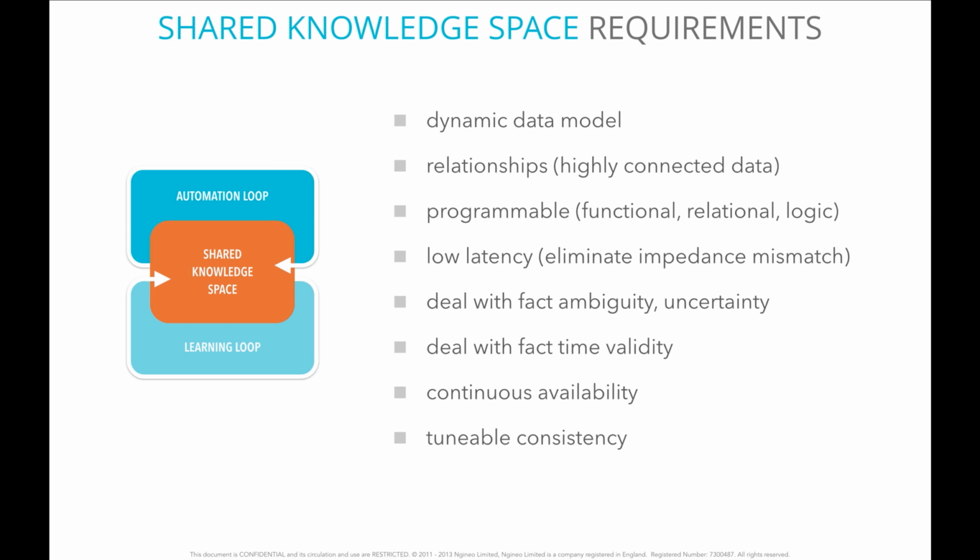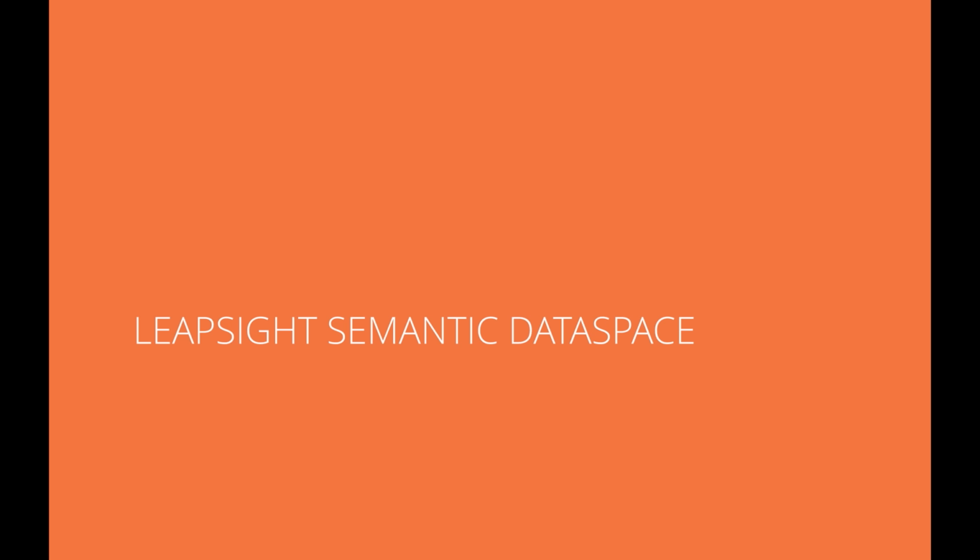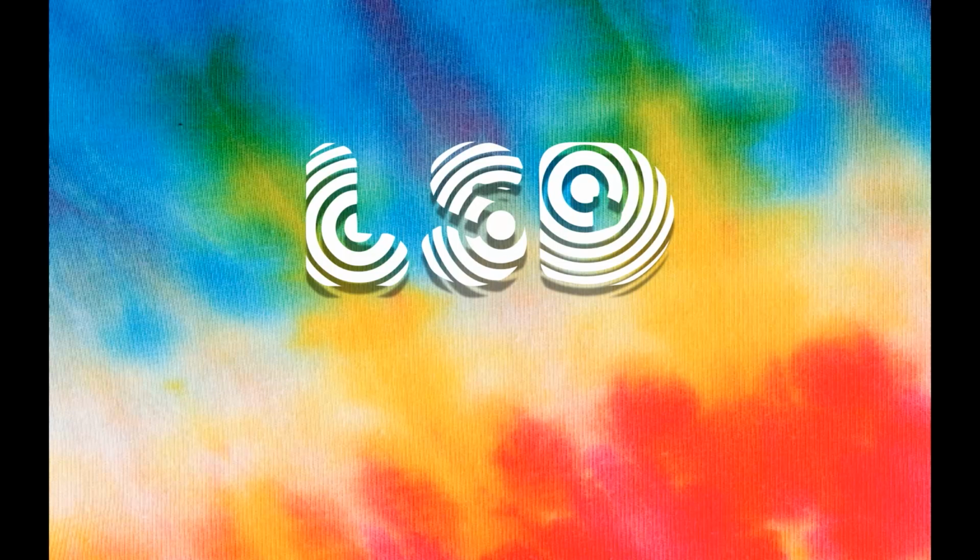And that adds latency. And finally, we need to deal with the 5 V's: the ambiguity, the uncertainty, the validity, plus the availability of the attachments. So basically, because of this, we created the Leapsight Semantic Dataspace, or LSD for short. And by the time we did this, we thought really this was like marketing on acid.